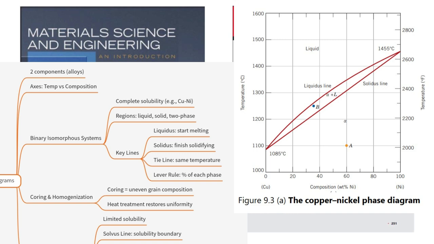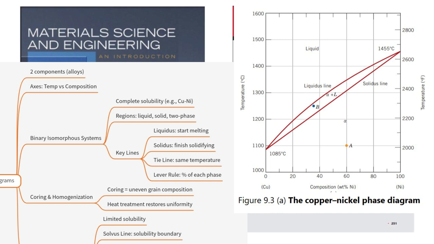The line between the liquid region and the two-phase region, liquid plus solid, is called the liquidus line. Anything above that line will be completely liquid. And the line between the solid region and the two-phase region is called the solidus line. Anything below that line will be completely solid. So the liquidus is where it starts to melt, and the solidus is where it finishes solidifying. Mhm. And in between, you've got a mix of liquid and solid.